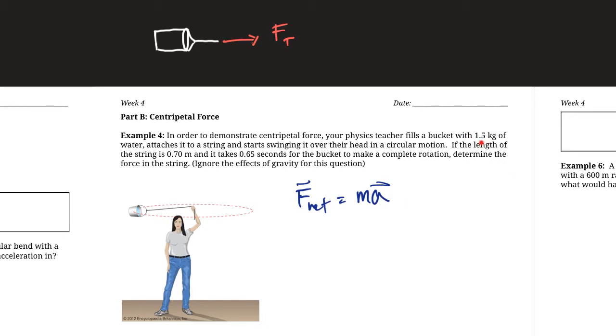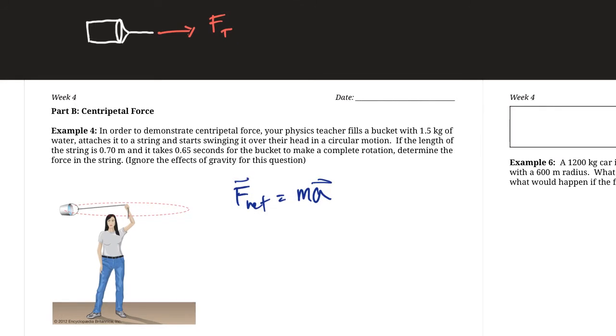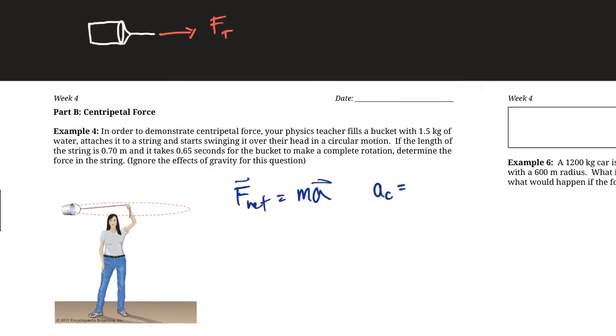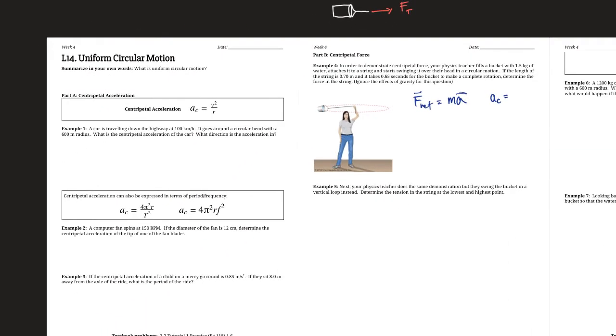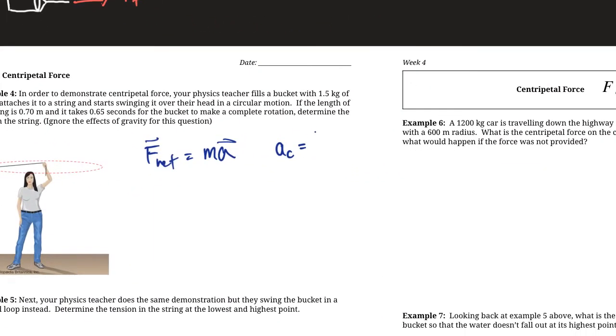We're given the mass in the question. It's a 1.5 kilogram bucket. But we can calculate our centripetal acceleration, which we have a formula for. In this case, we're told that it takes 0.65 seconds for one rotation. So that's the period, that's our T value. So the equation that we can use for centripetal acceleration is, what was it? It's down here on the previous page: 4 pi squared r over T squared.